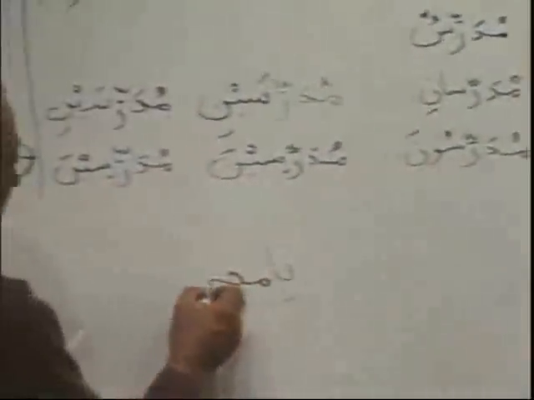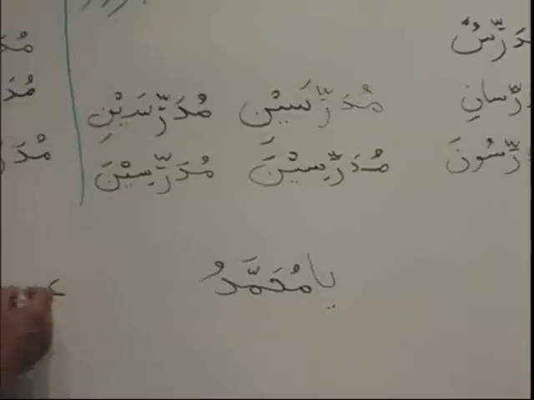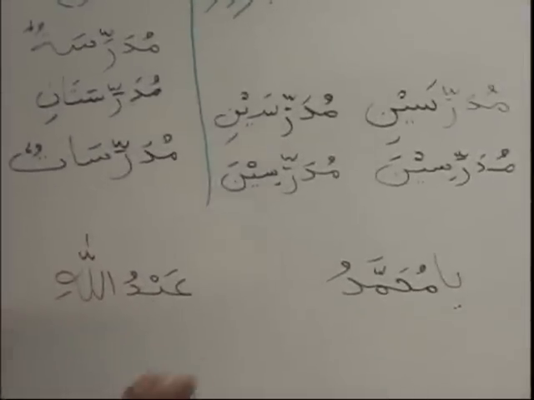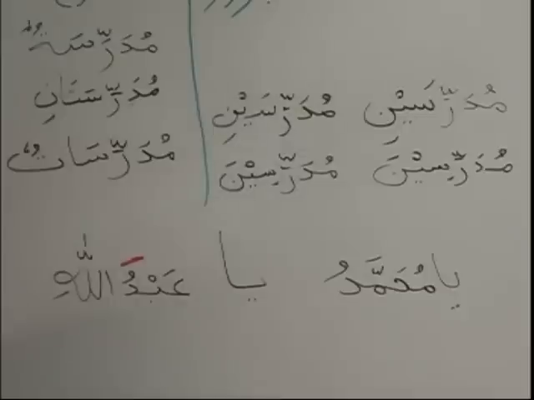But what happens if it is mudaf, mudaf ilayhi? When it is a compound, what happens, brothers and sisters? See, it became Ya Muhammadu. Sahih? Now I have here Abdullahi. Now I say Ya. What happens, brother? Abdu becomes Abda. This is the new rule we will remember. Abdullah became Ya Abdallah. Okay, here is another one, brother.